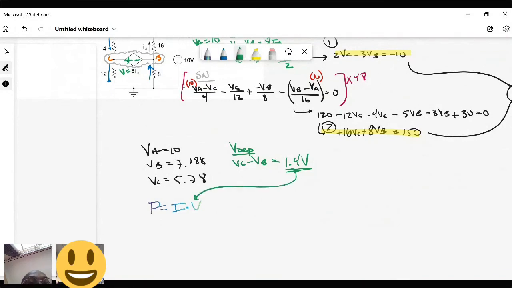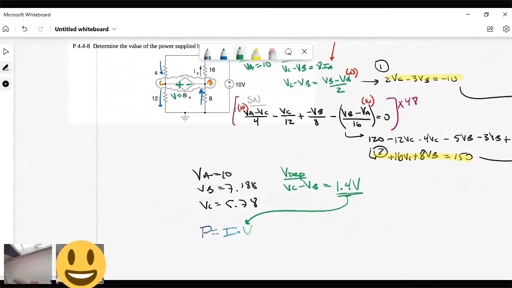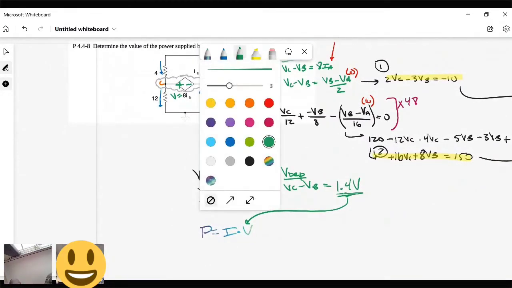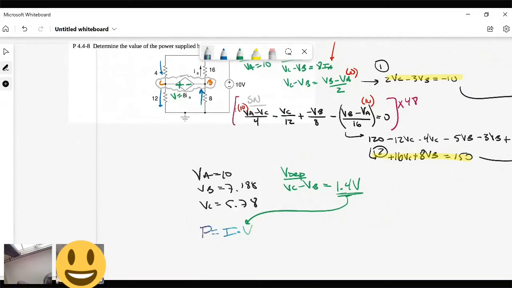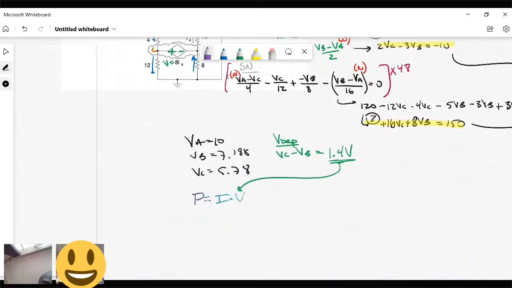So now we have to figure out the current. My question to you is, how can we figure out the current? I want you to think about it, because that's what circuits is all about. We have to think about how we can get that answer. How do we get the current? We have to solve for it somehow.